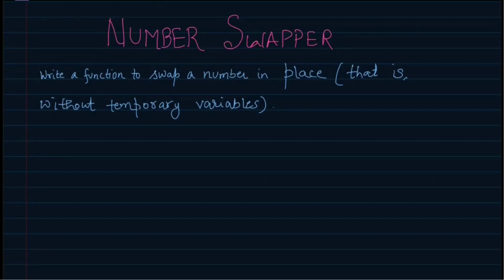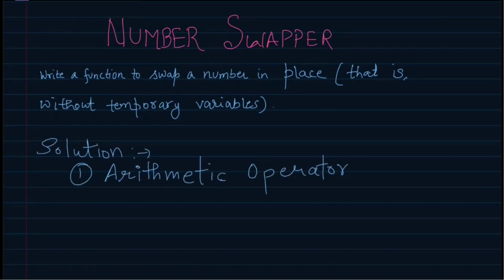Hello everyone, today we will be solving a problem, number swapper. In this problem we have to write a function to swap a number in place without using temporary variables. Let's take a look at the solution. In the first solution we will use arithmetic operator, and then we will discuss the drawback of using this operator, and finally we will solve this problem using bitwise operator.